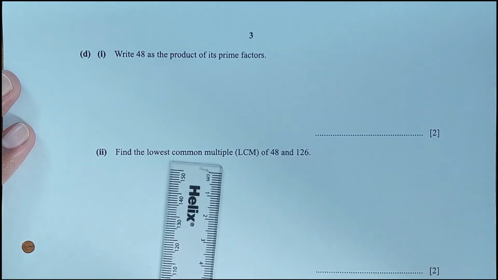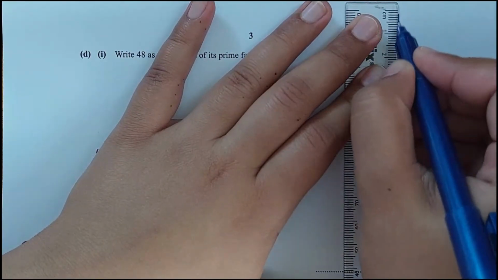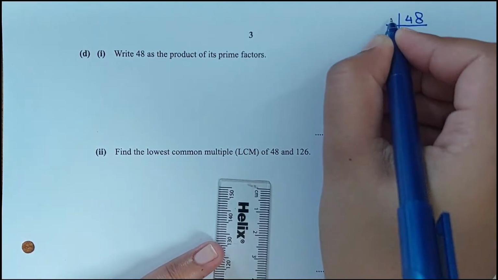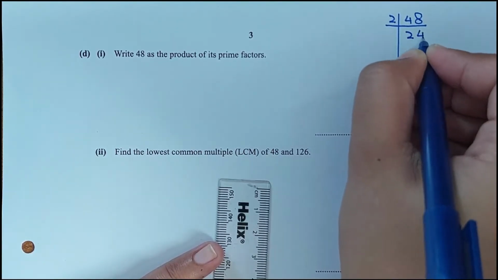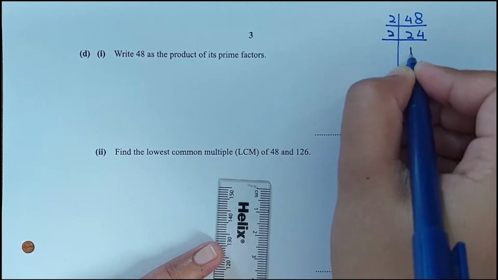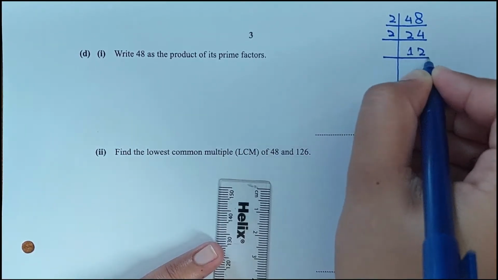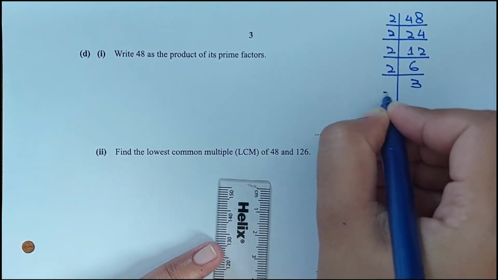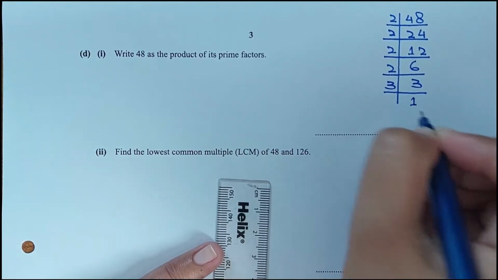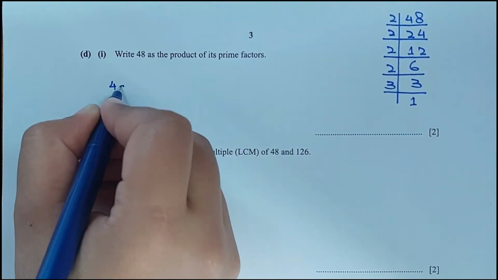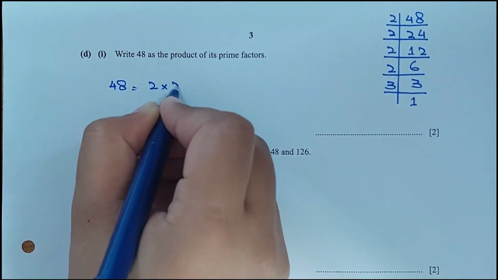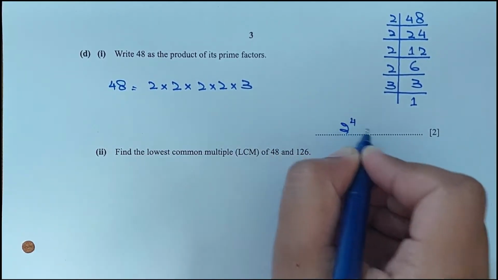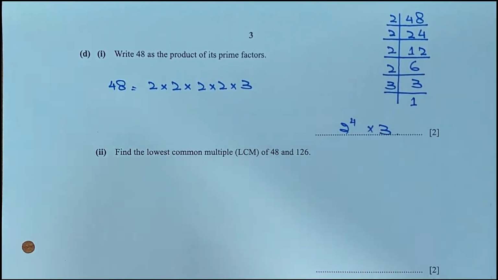Okay, so let me do the prime factorization of 48. 48 is divisible by 2: 2 times 24, 2 times 12, 2 times 6, 2 times 3, and 3 times 1, right? So the product of prime factors is 2 times 2 times 2 times 2 times 3. So 2 to the power 4 times 3. This is the prime factorization.